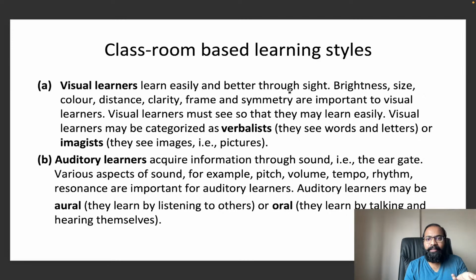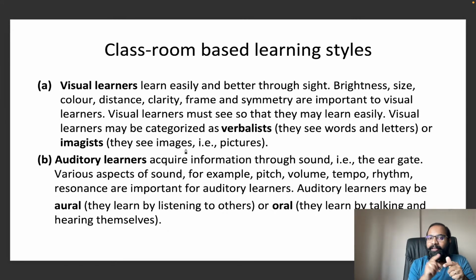They learn easily and better through sight. Sight means looking. So brightness, size, color, distance, clarity, frame, and symmetry are most important in the case of visual learners. Visual learners must see so that they may learn easily. Visual learners may be categorized as verbalist, who see the words and letters, or imagist, who see the pictures. Right? So if you are watching this video, you come under visual learners. Why? Because you are looking at the words, the data kept in the slides, and the pictures kept in the slides, right?